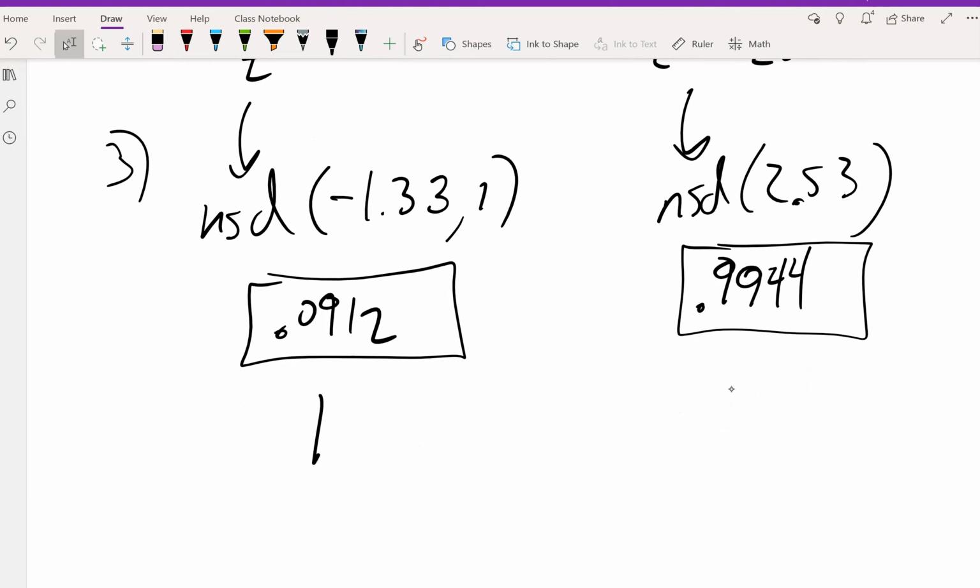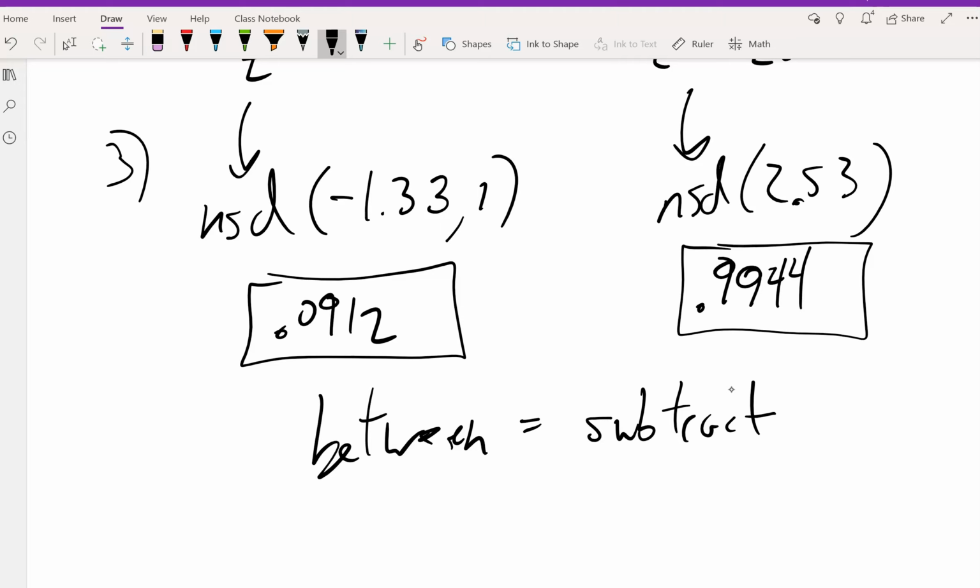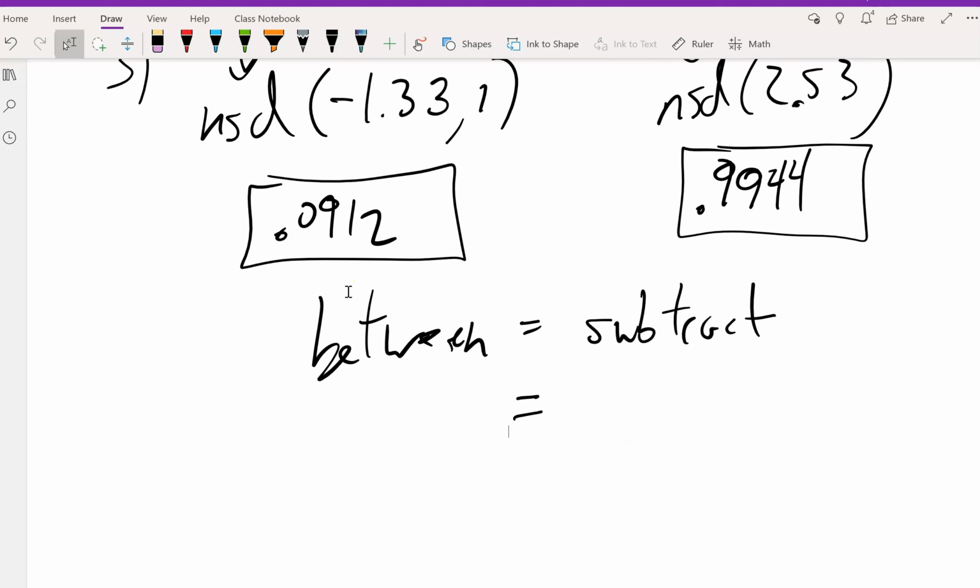Now, if I want between, to do a between, you just subtract those two. And that's your answer. We subtract these two. This is the area below 2.5, and this is the area below this. Since this includes this, when you subtract them, you get rid of the area you don't want. And so our true answer will be these two subtracted.